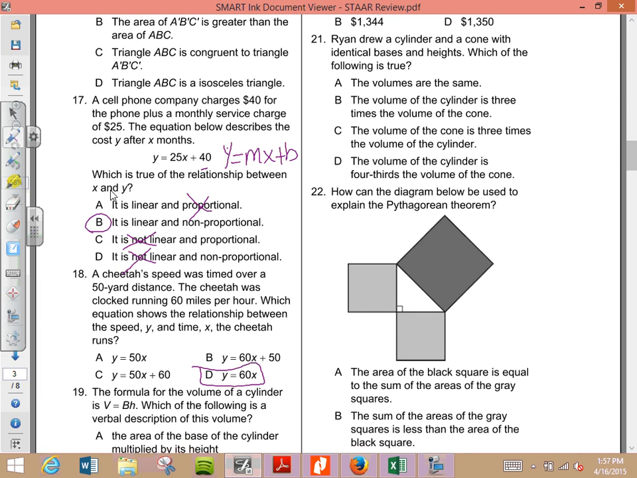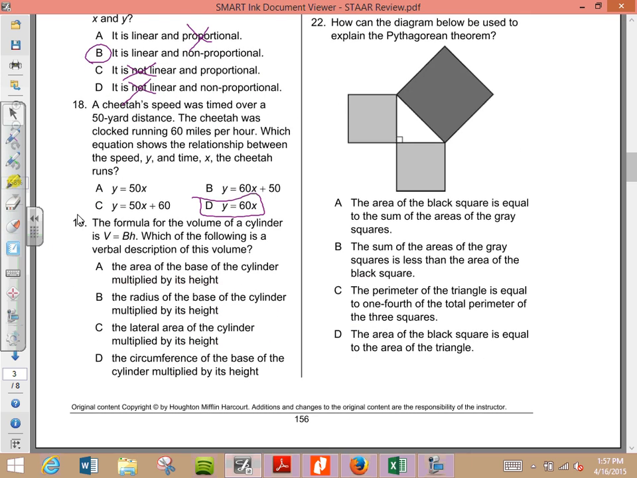equation. All right. The formula for the volume of a cylinder is V equals area of the base times the height. Which of the following is a verbal description of the volume? The area of the base of the cylinder multiplied by its height. The radius of the base of the cylinder multiplied by its height. No. We never do that. We have to get the area, right? The lateral area has nothing to do with volume.